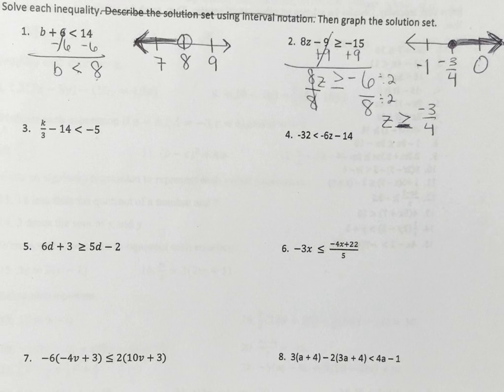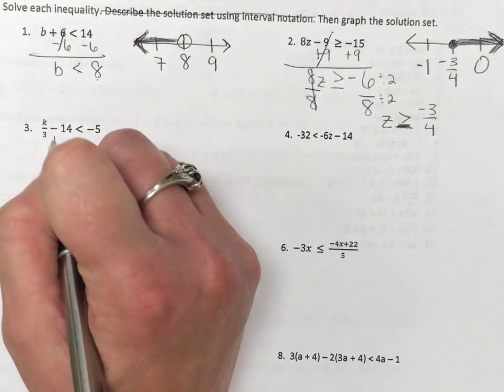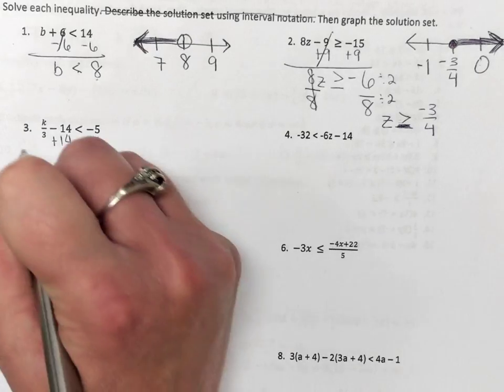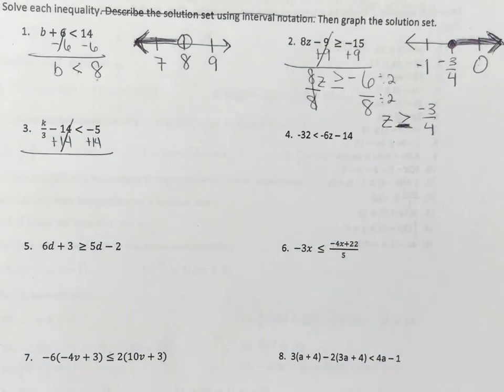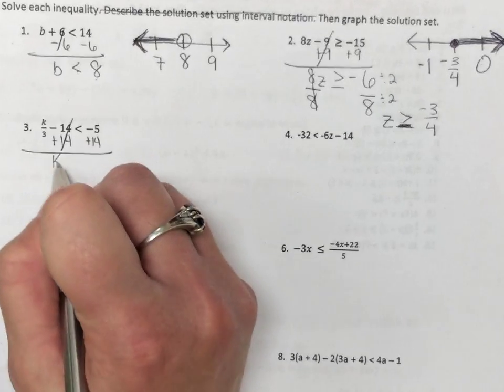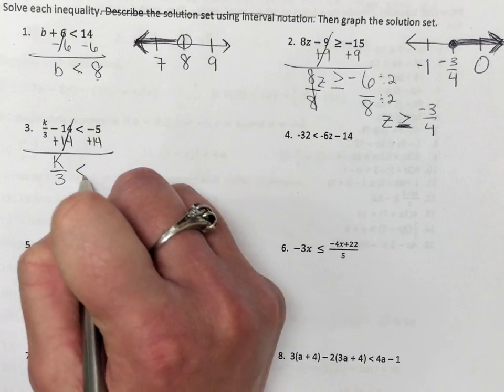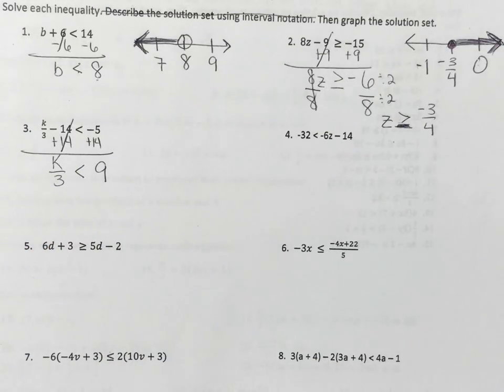Alright, let's look at number 3. So Michael, what would I do first on number 3? Add 14, there you go. And Abby, when I add 14, can you tell me what I have left? Well, the whole thing. Nine, very good.